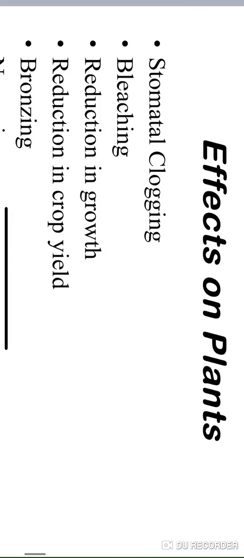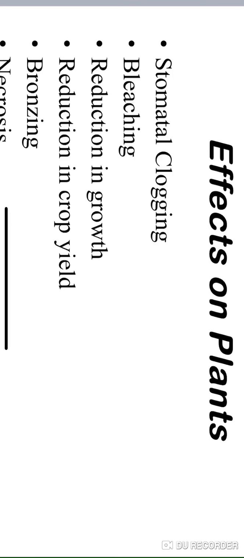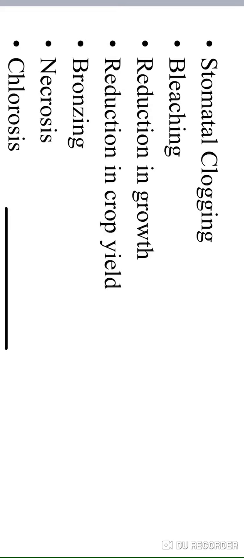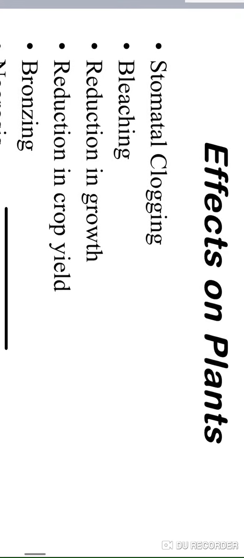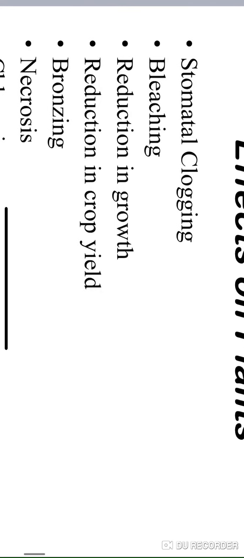The air pollutants also affect the plants. In what ways are they going to affect the plants, that we will see. The first one is stomatal clogging, bleaching, reduction in growth, reduction in crop yield, bronzing, necrosis and chlorosis. These are the common effects we observe on the plants. Stomatal clogging: what happens during air pollution?